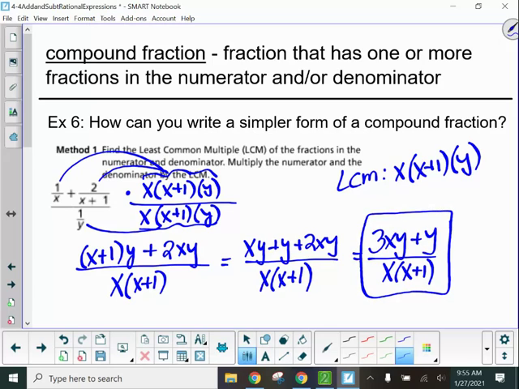So that's that method. This is not my favorite method for combining, but it is useful. It does work, and it gets rid of the fractions quicker, and so you just have one fraction instead of fractions within fractions.